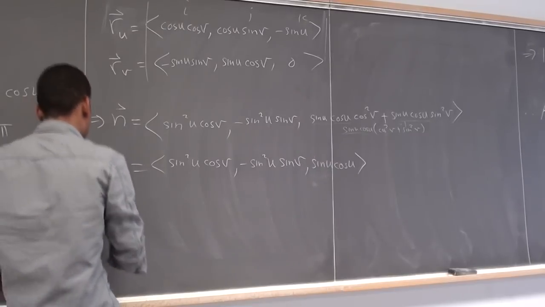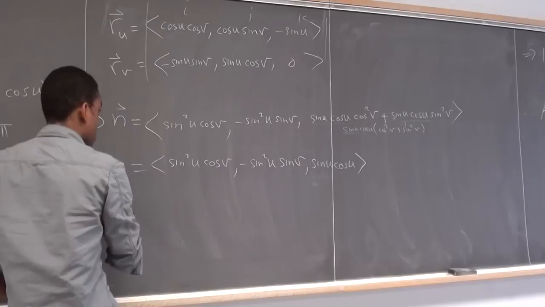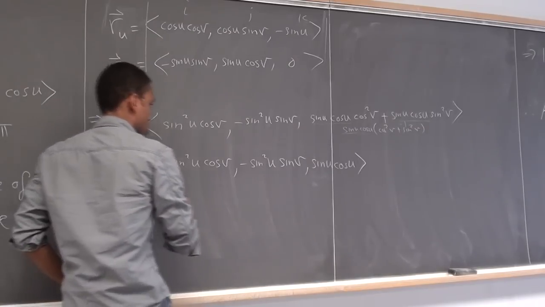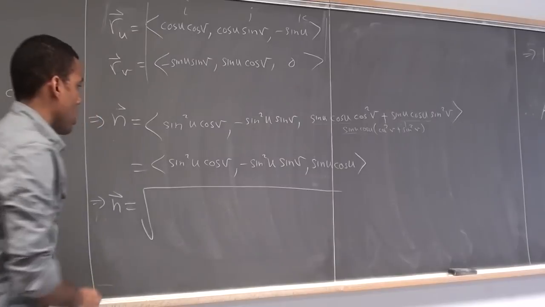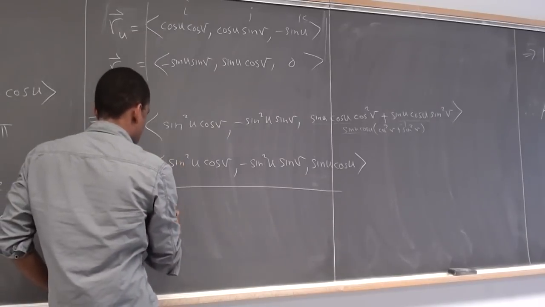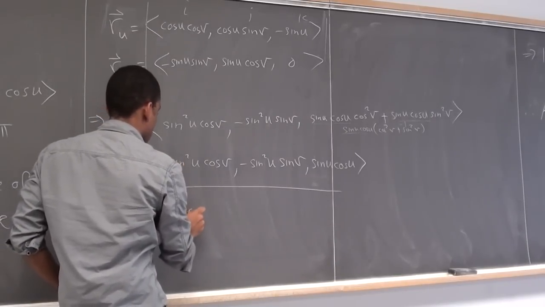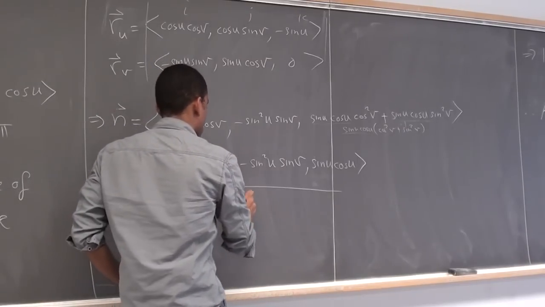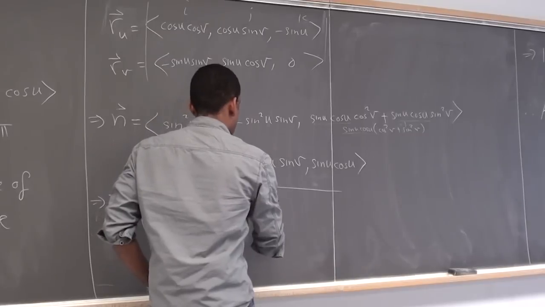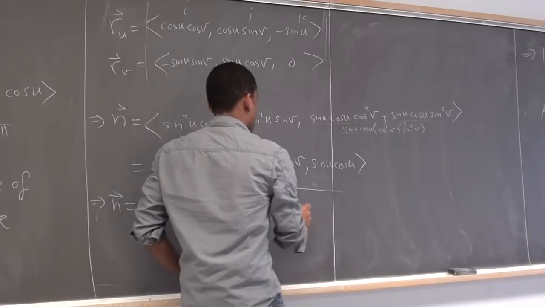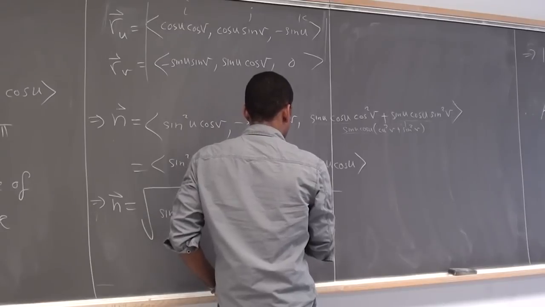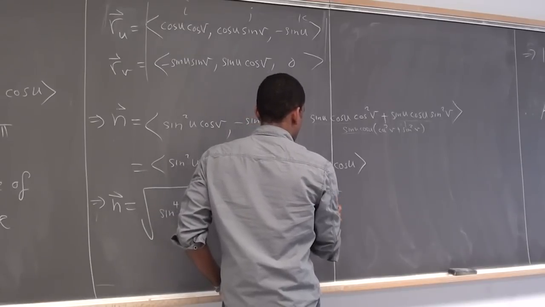So that's your normal vector. This implies that the magnitude of the normal is going to give you what? The radical. If you square this, it's sine to the 4th u cosine squared v plus sine to the 4th u sine squared v plus sine squared u cosine squared u.